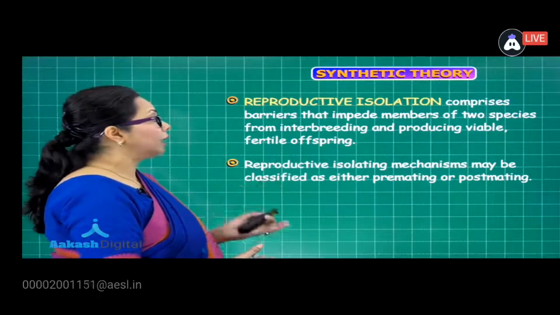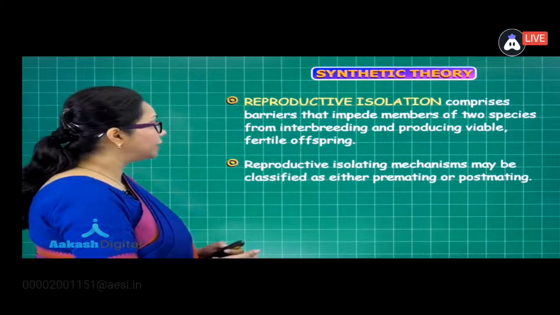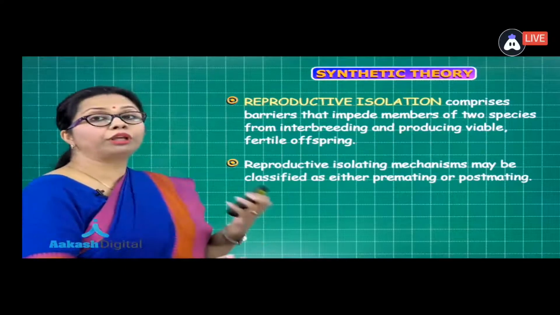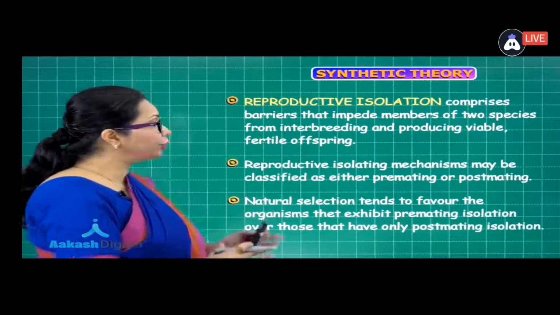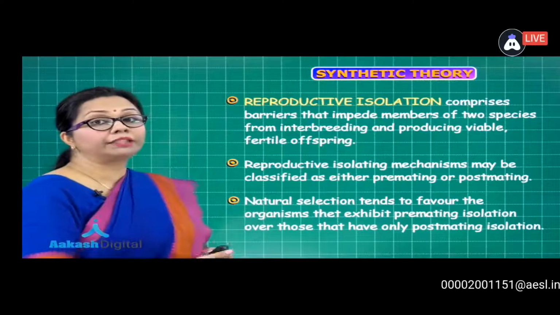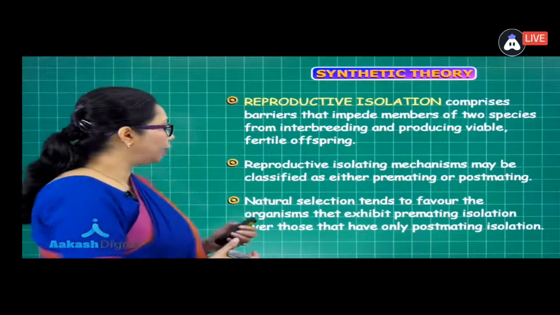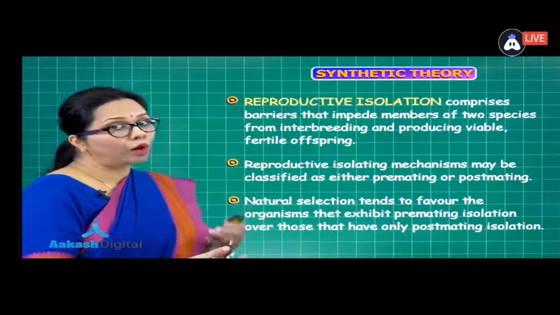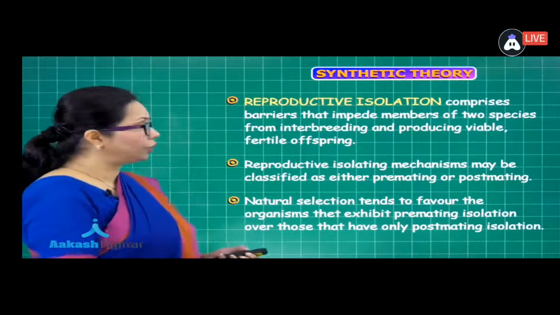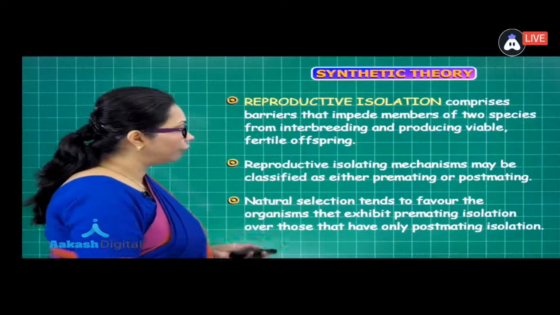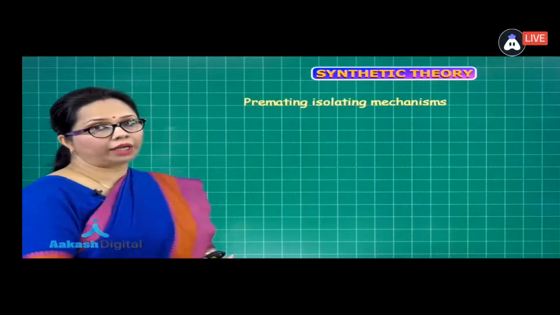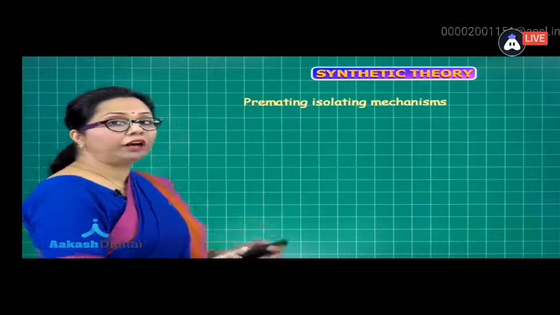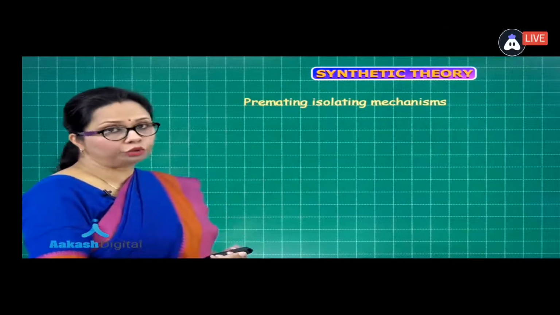So these reproductive isolating mechanisms can be either pre-mating or post-mating, and natural selection tends to favor the organisms that exhibit pre-mating isolation over those who are having post-mating isolation. So let us take each one of them one by one. First of all, starting with pre-mating isolating mechanisms. That means those which are preventing the mating itself between two species.